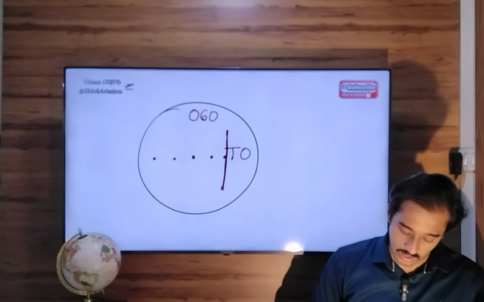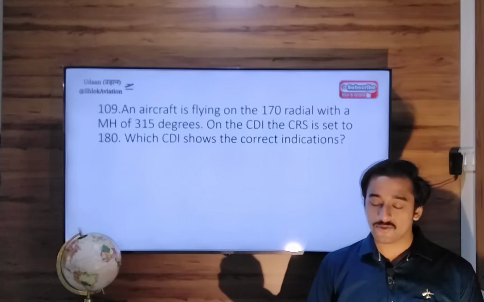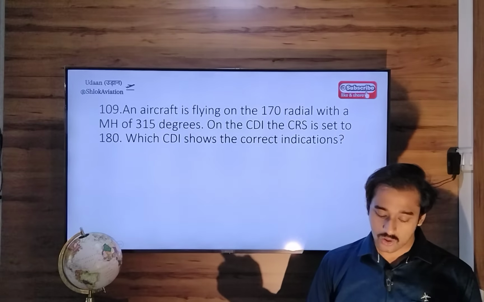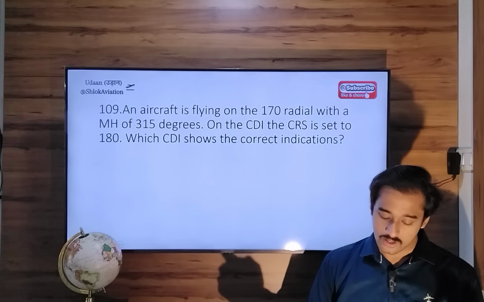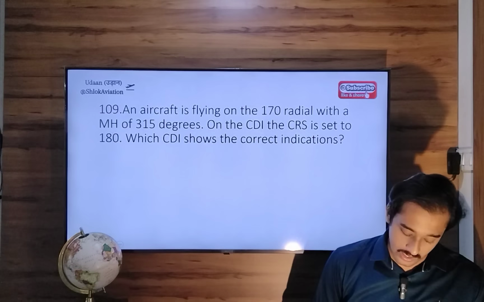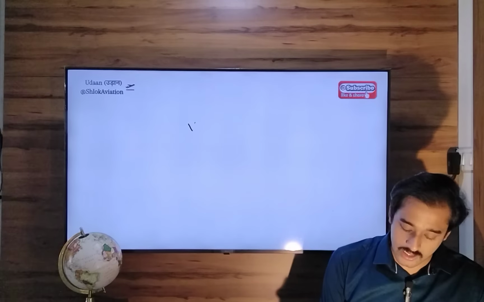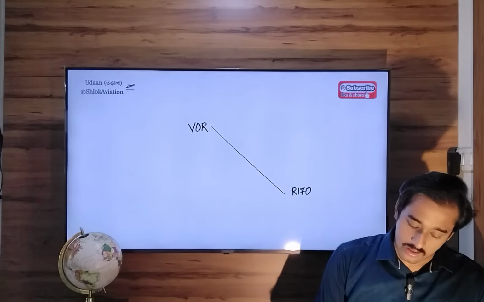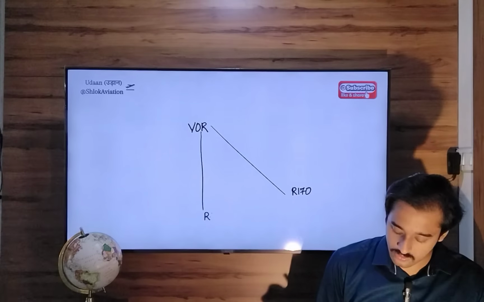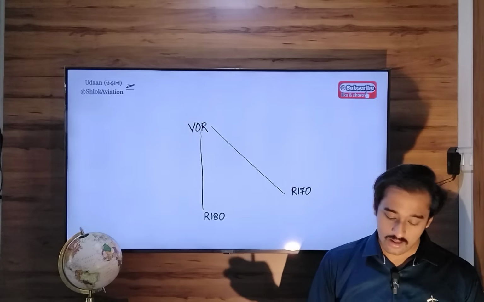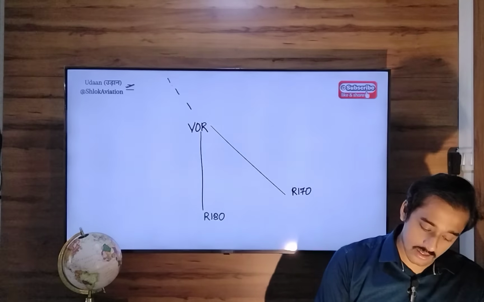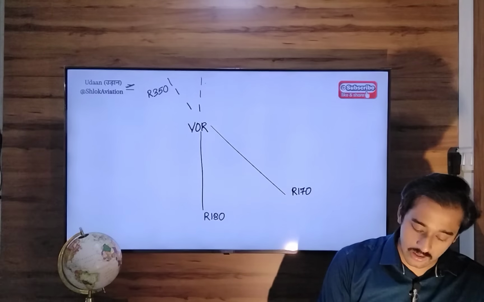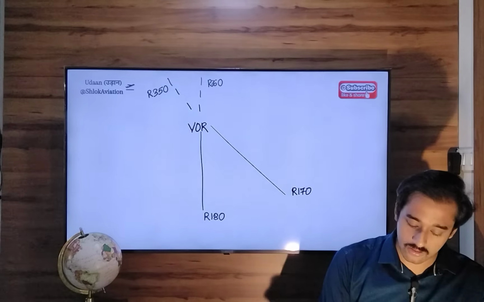Next, question 109. Aircraft is flying on 170 radial. Heading is 315. The course is set to 180. Which CDI shows the correct indications? Very simple. So this is your VOR station. This is radial 170. This is radial 180. The reciprocal of 170 is 350. The reciprocal of 180 is 360.